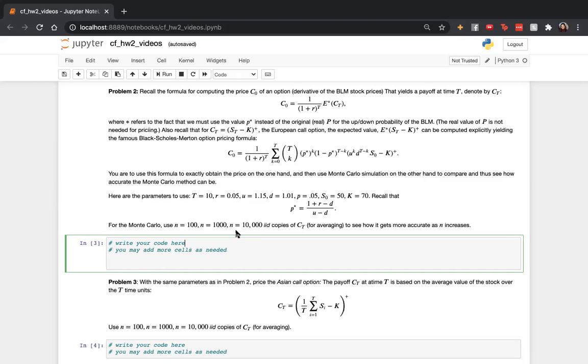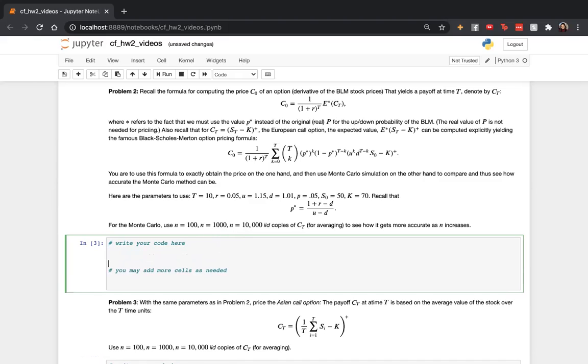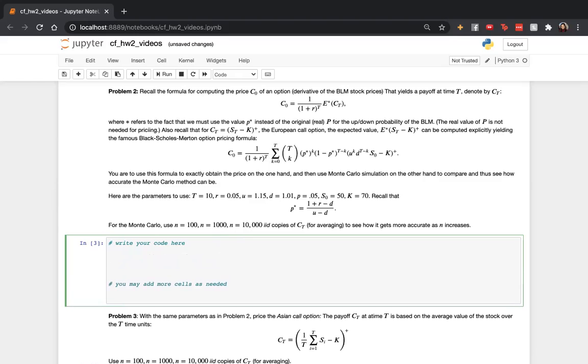Essentially what this is saying, and if you haven't read the rest of the problem, go ahead and pause the video now and read the rest of it. But essentially what the problem is saying is that we are going to be doing two different things. So there's almost going to be two parts to it.